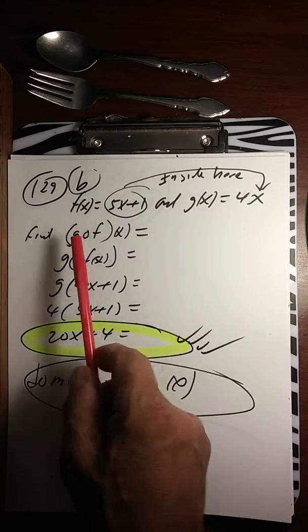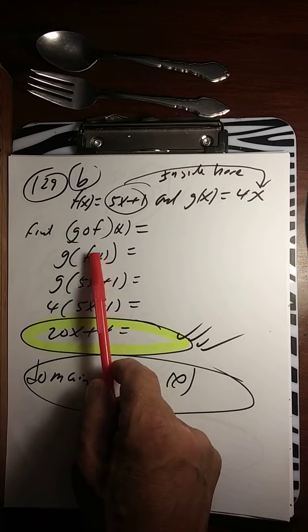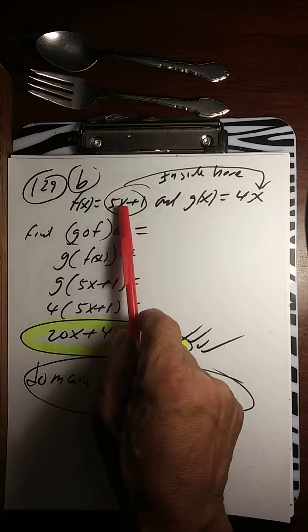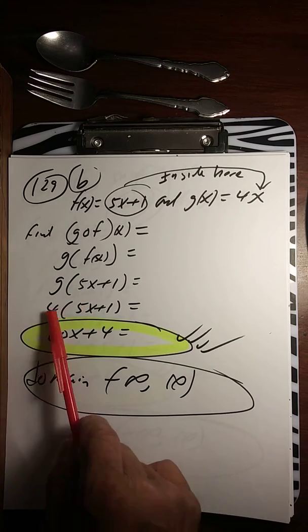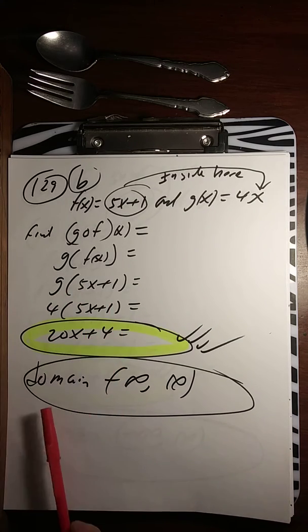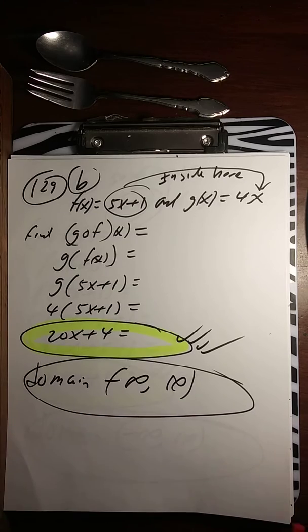F of x, g of x, g circle f, g of f of x. F of x is this one, and this one goes inside the other one now. So 4 times this is 20x plus 4, so there's the answer. Domain is negative infinity to infinity.